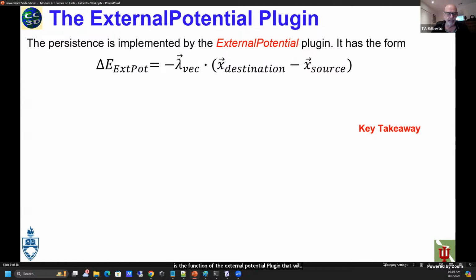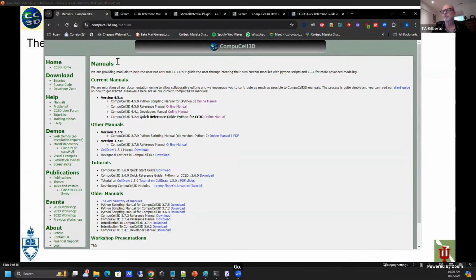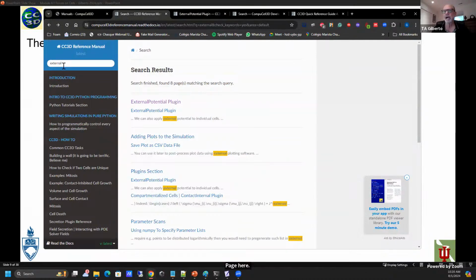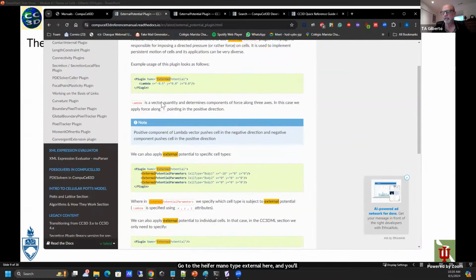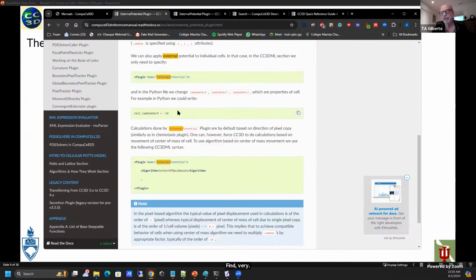Okay? You can find the external potential in the manual. Let me put it over here just to show you where you can find more about external potential. Go to the CC3D manuals page here, go to the reference manual, type external here, and you'll find the external potential plugin here. You can find it very easily and it is well explained how to use it. I will try to do that today.